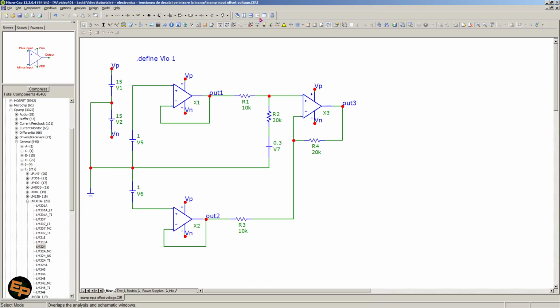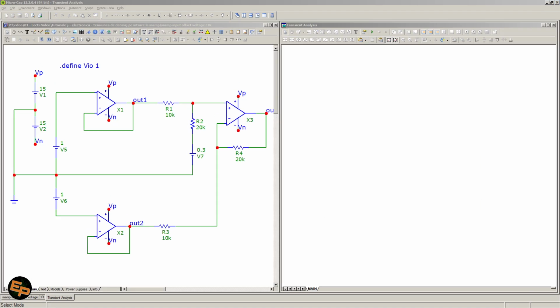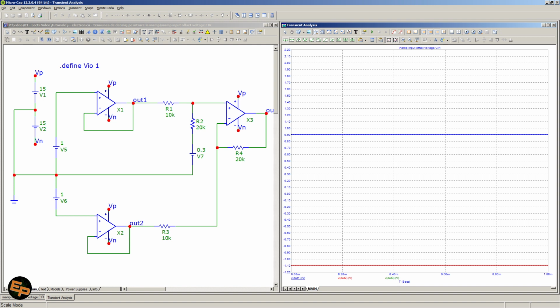Now let me also simulate it for you. I'm not going to show you anything practical because there will be future videos about that. So let me simulate this for you and you will see what I'm talking about. Just a second to set up, because I've done other simulations before.